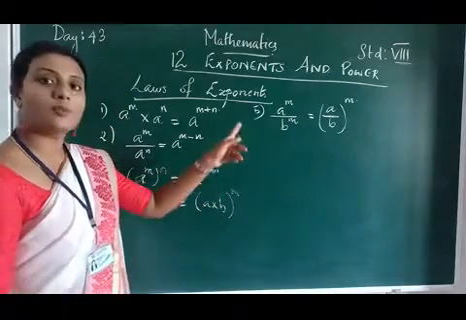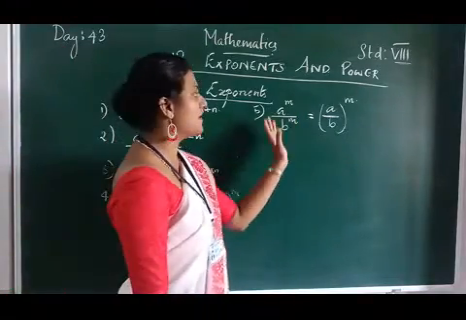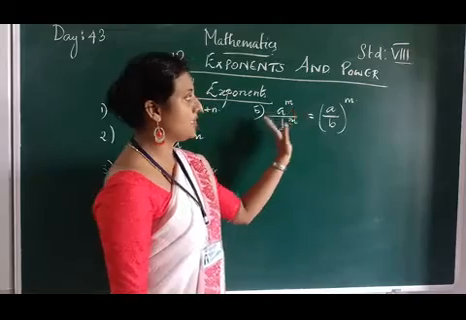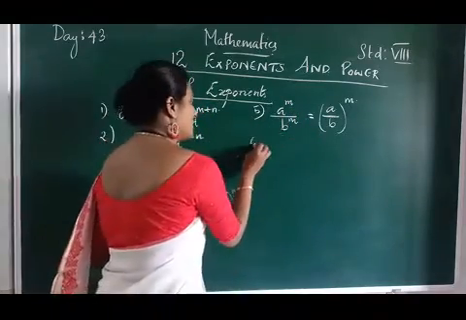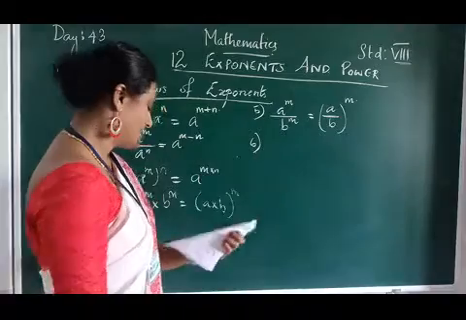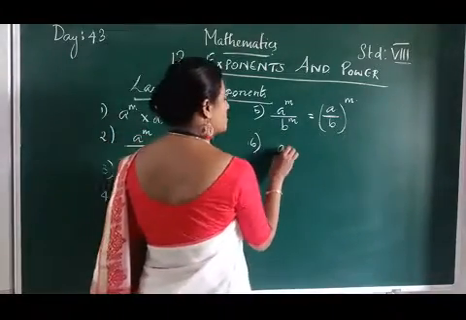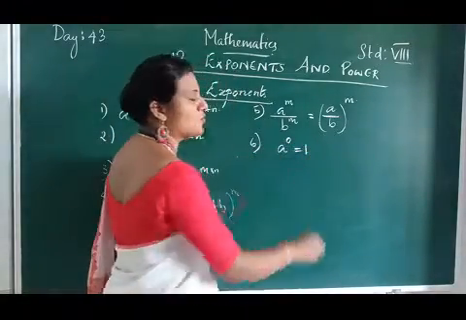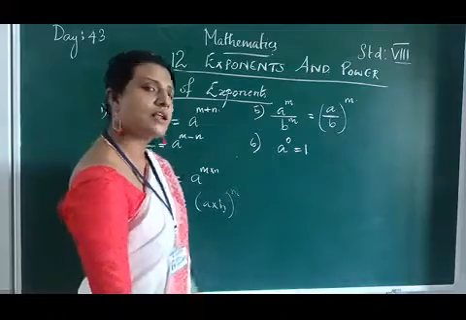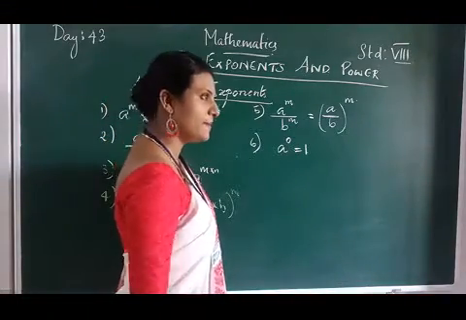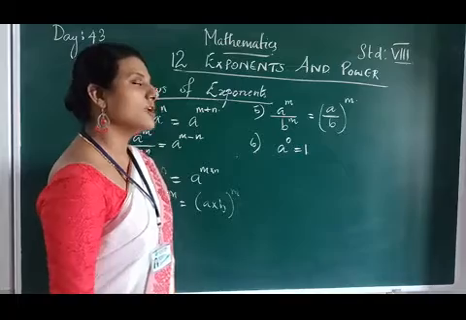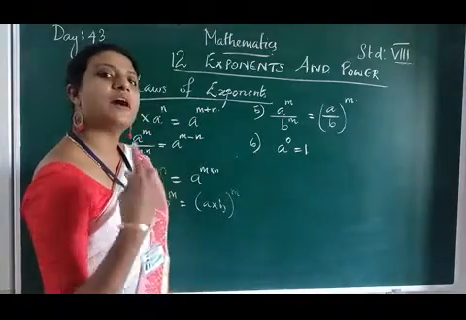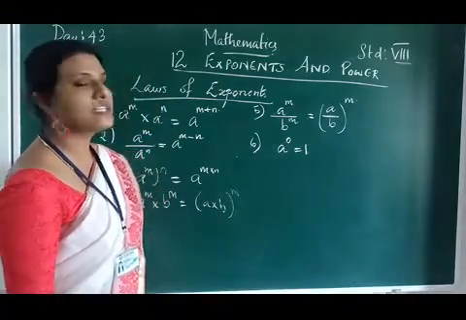This is used in random problems. So you have to study both the LHS and the RHS. Vice versa, you have to study. Next one, the sixth point. A raised to 0 is equal to 1. Any number raised to 0, whether it is an even number, an odd number, or a negative number, whatever be the number, if its power is 0, that is equal to 1.